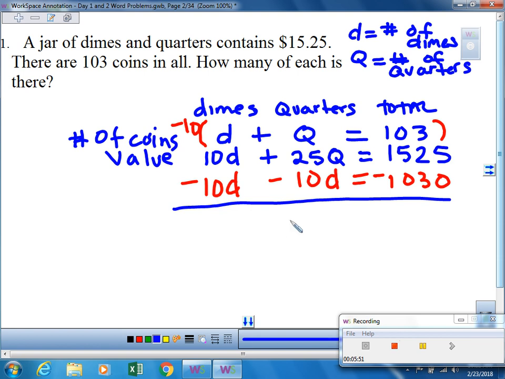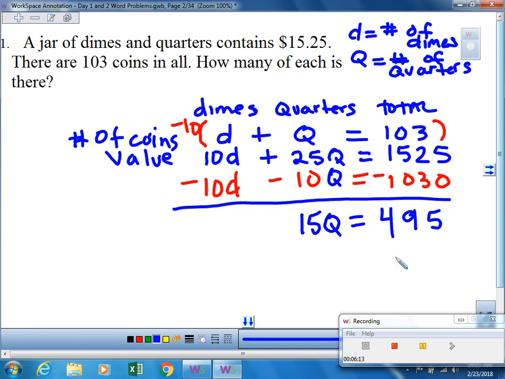10d minus 10d is 0. 25q minus 10, oh sorry, this is a q, because I'm taking negative 10 times q. Sorry about that. So 25q minus 10q is 15q equals, and then I would subtract. So this is 495. Just to give you a heads up, your answers are no longer going to be between negative 10 and 10. They're going to be larger.